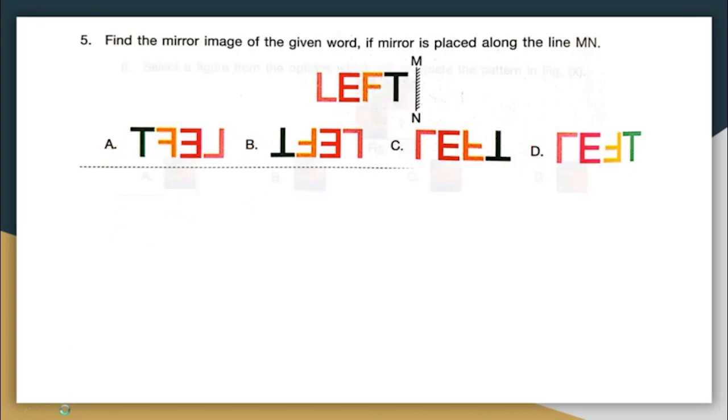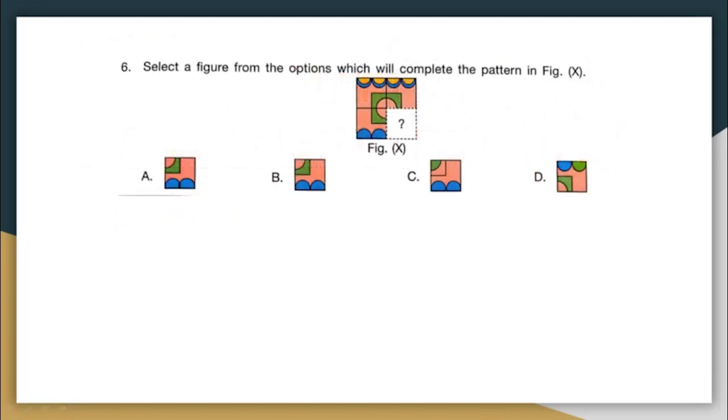Next one. Select the figure from the options which will complete the pattern in the figure X. So which will complete the pattern here? See, here it should complete the circles, and this region has to be pink, right? That is the first thing to complete the figure, and this region has to be pink. Now if you look at option C, it's green here. Is that possible to complete the figure? Not possible. Not your correct answer.